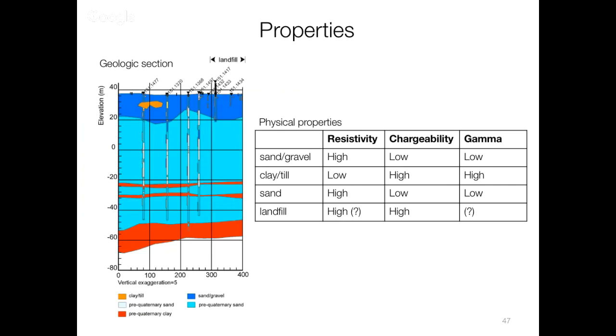Physical properties: the sand and gravel has a very high resistivity, a low chargeability, and a low gamma count. Clays and tills have low resistivity, high chargeability, and high gamma. Sands: high resistivity, low chargeability, and low gamma. And the landfill material, probably high chargeability, but not 100% certain, and not clear about gamma. So those are the kind of characteristics that you're looking for, and particularly there's going to be a delineation here about the clays and tills.